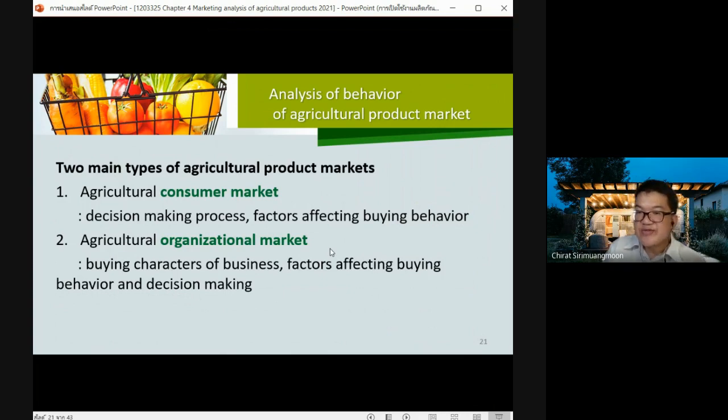Then we just finished the analysis of the structures. Let's talk about the analysis of behaviors. In terms of behaviors, you have two types of agricultural market. The first one is the consumer market. In consumer markets, we need to focus on the decision-making process of each individual person, and what factors affect your buying behaviors. So mostly in the consumer market you focus on the consumer, just normal.